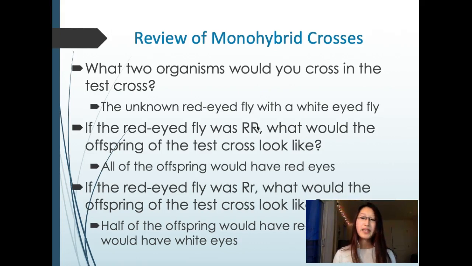However, if you look at all the offspring, all the baby flies, under a microscope, and you count and look at the eyes, and the result is that some of the offspring have red eyes and some have white eyes, that means the red eye unknown parent has to have the genotype big R, little r. Okay, so that's the deal. That's the whole point of a test cross.